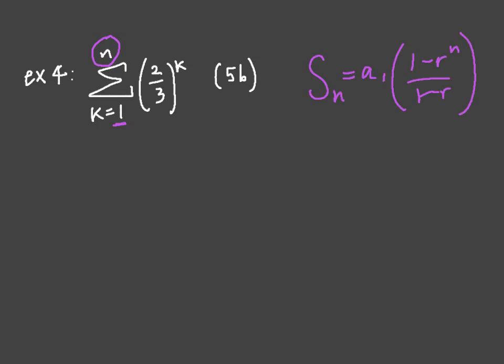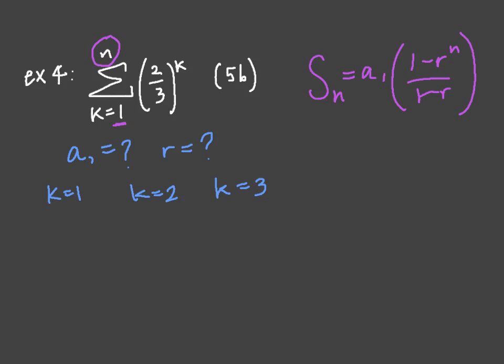Okay, so when things are in sigma notation and you don't just have a list of numbers, it's a little bit harder to figure out what a sub 1 is and what r is. I would say the easiest thing to do is to write the first few terms. We already know that we're counting up from k equals 1 by 1. So k equals 1, k equals 2, k equals 3. Just do the first few terms to figure out how you're getting from term to term.